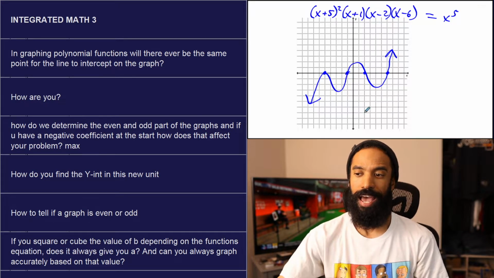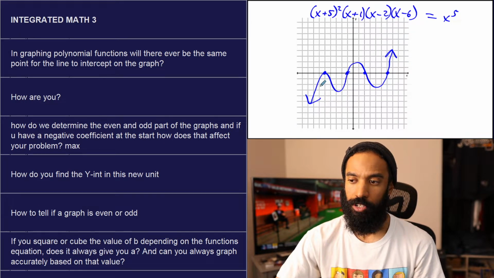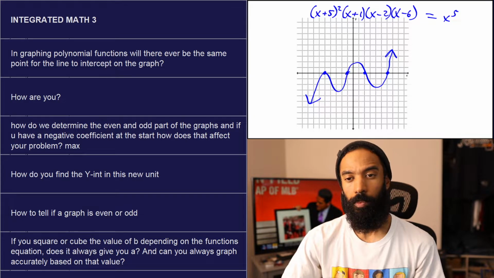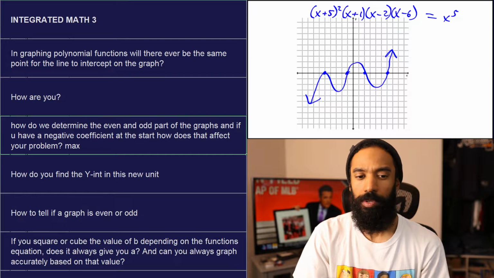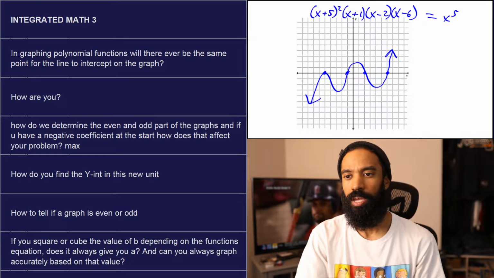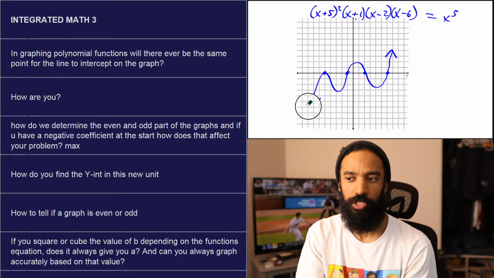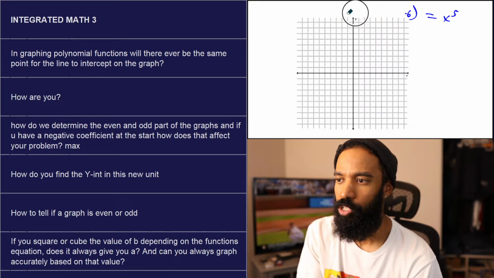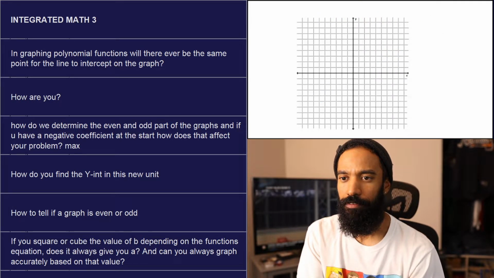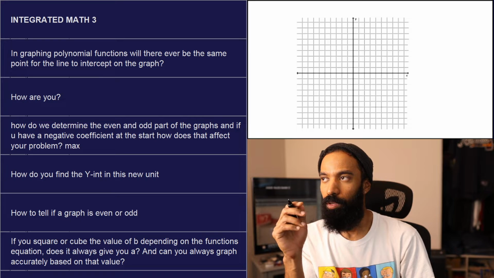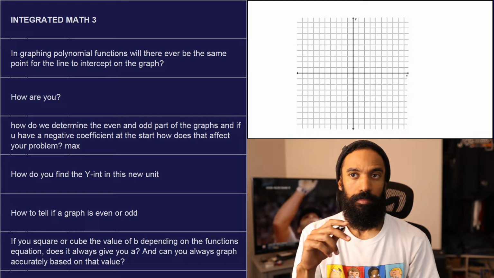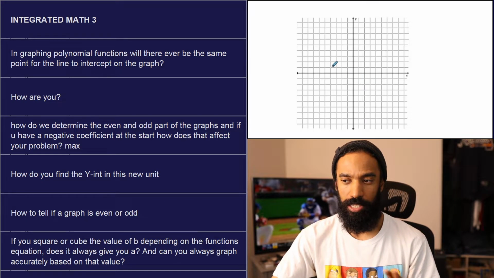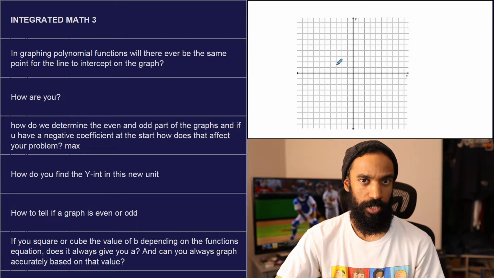Odd degree has an end behavior where it starts and finishes in different directions here. So regarding the question that's being asked here, which says, how do we determine the even and odd part of the graphs? I'm presenting you a graph first and telling you what it was, but what I want to do instead is talk about, well, if you have an odd degree polynomial, the end behavior is dictated based on the leading coefficient of the polynomial.